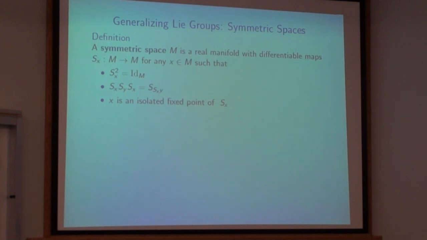So anyway, a symmetric space is a real manifold where at every point x you have a differentiable map. Think about the symmetry; this map is also called the symmetry. The square of this map gives you the identity, and then you have a law of composition of these maps. And to define s of x, we fix x. x is an isolated fixed point of this map.